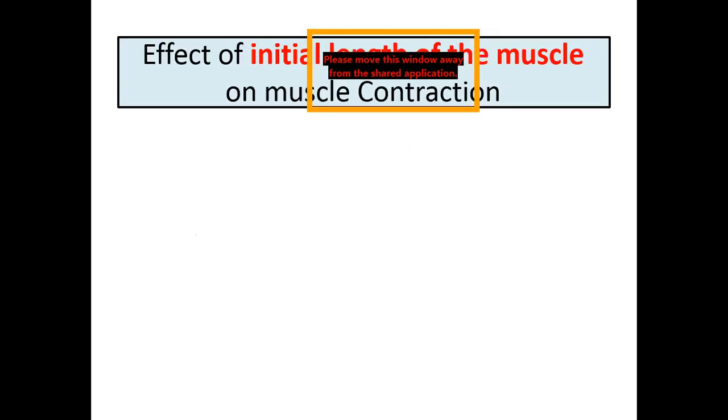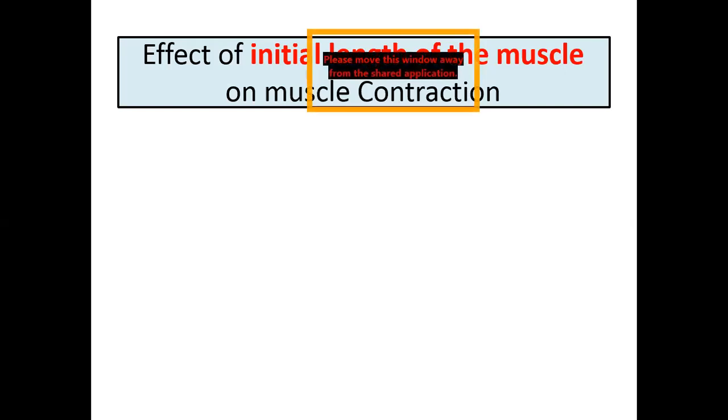And the last factor which we'll see here is the initial length of the muscle fiber. What do you mean by initial length of the muscle? It is the length of the muscle prior to the muscle contraction. The length of the muscle before the muscle contraction is called the initial length of the muscle fiber or initial length of the muscle.